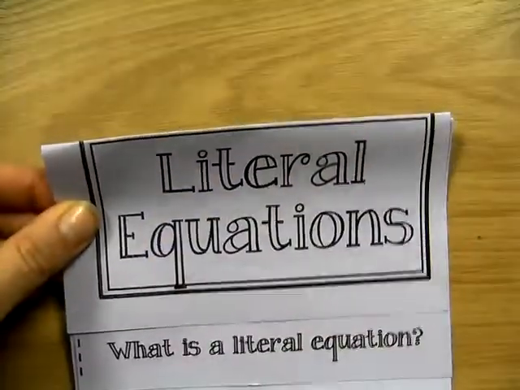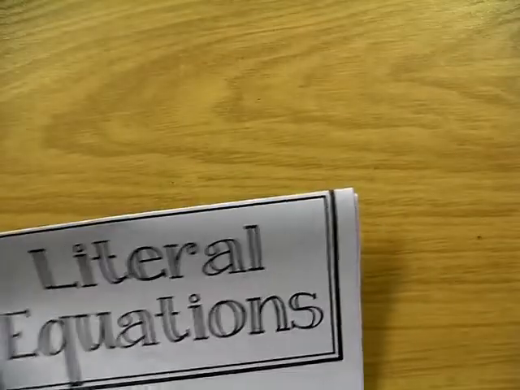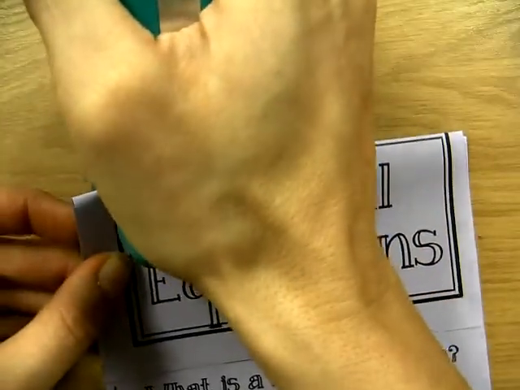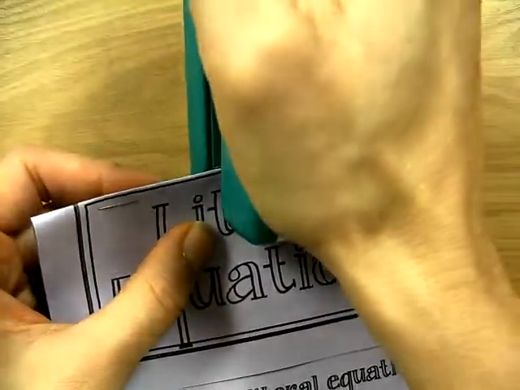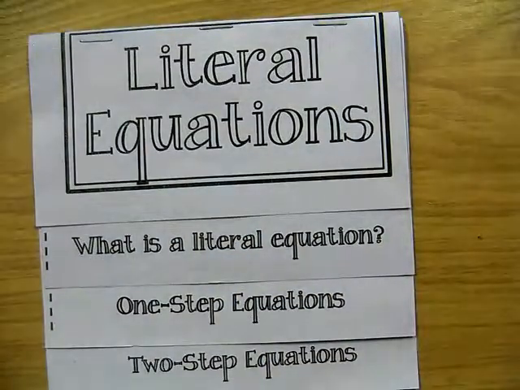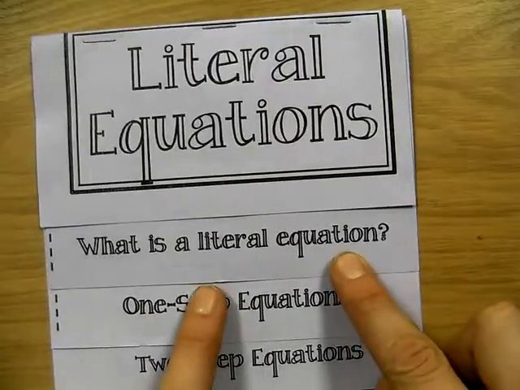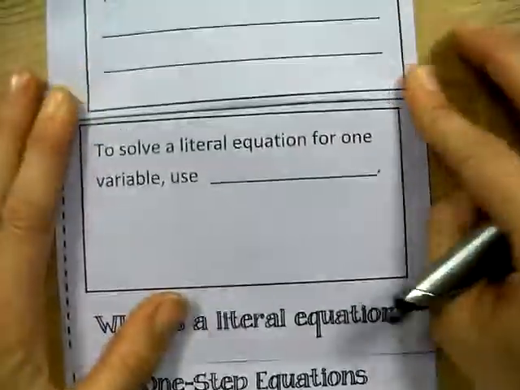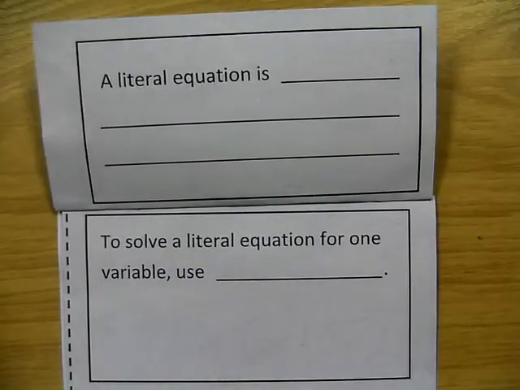Fold it down, and then we're going to staple, use the stapler, staple so that we can still fold it open, but that these stay together. Okay, so we have our literal equations foldable. The first thing that we need to talk about is, what is a literal equation? So if we fold this up, we're going to talk about what a literal equation is.